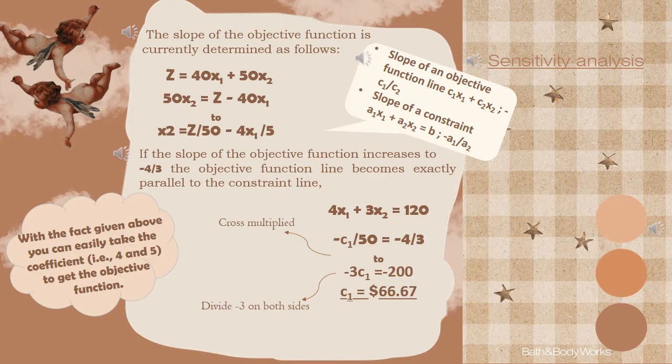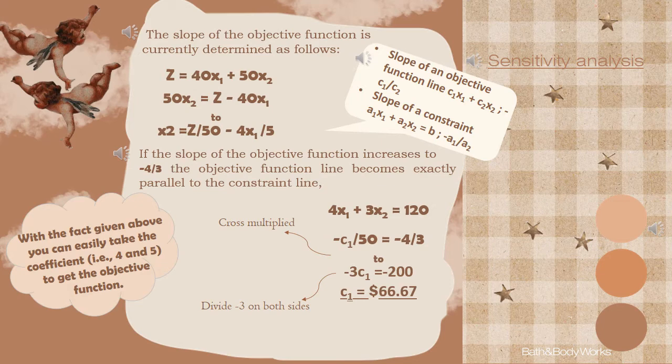Side note, the slope of an objective function line c sub 1 x sub 1 plus c sub 2 x sub 2 equals negative c sub 1 over c sub 2, whereas the slope of a constraint a sub 1 x sub 1 plus a sub 2 x sub 2 equals b is negative a sub 1 over a sub 2. If the slope of the objective function increases to negative 4 over 3, the objective function line becomes exactly parallel to the constraint line 4x sub 1 plus 3x sub 2 equals 120, so negative c sub 1 over 50 equals negative 4 over 3.